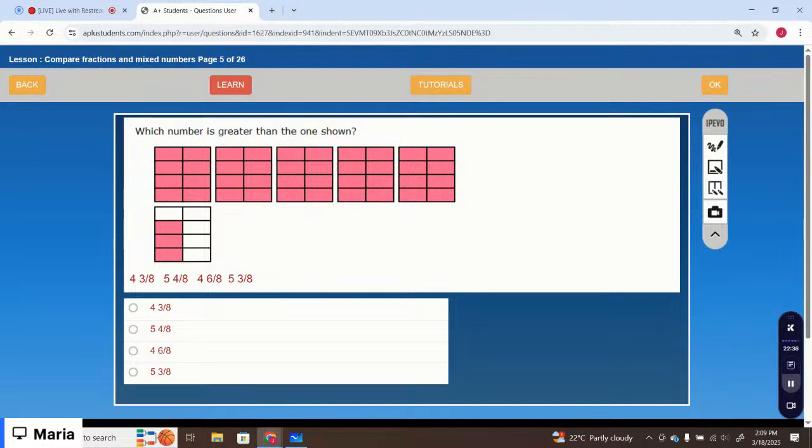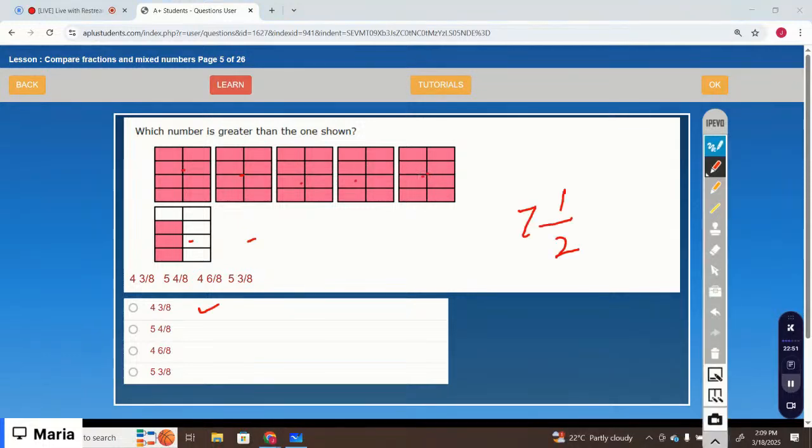Which number is greater than the one shown? You have to find out the greater number, right? 1, 2, 3, 4, 5. 5 whole 3 over 8. Which number is greater than 5 whole 3 over 8?